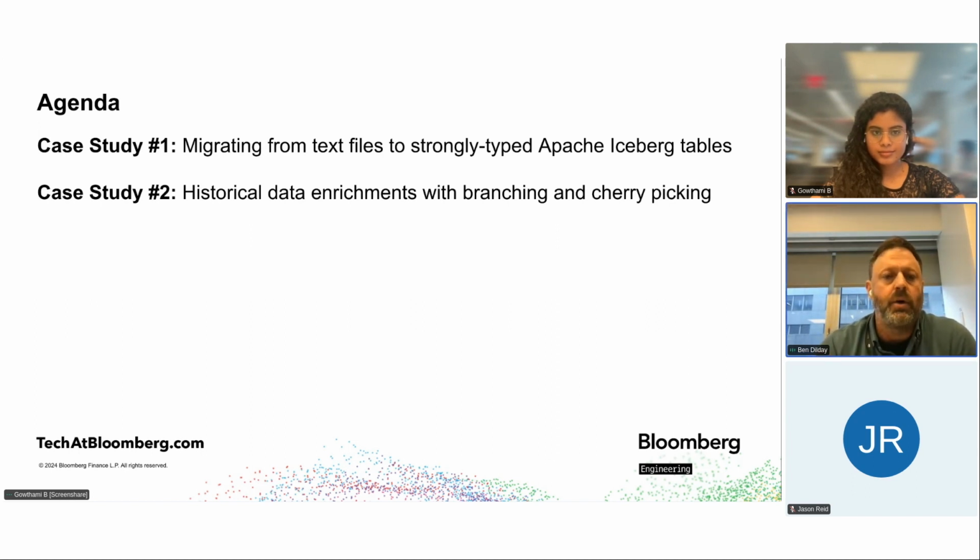So in this talk, we're going to go through two case studies. First, I'll talk about how we migrated from a collection of text files to a system where we use Apache Iceberg. And then Gatsby will tell us about how we apply enrichments to our data using the branching and cherry picking features of Iceberg. Next slide.